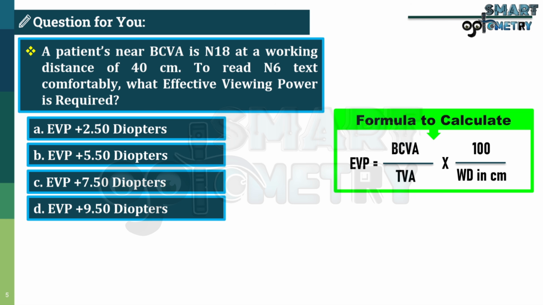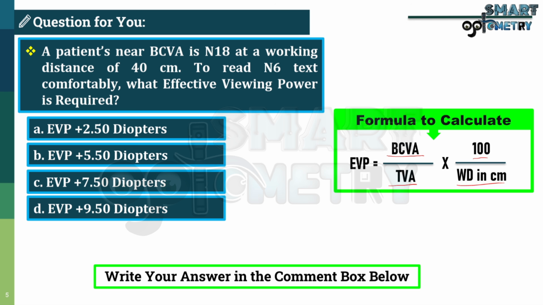Apply the effective viewing power formula, that is best corrected visual acuity divided by targeted visual acuity multiplied by 100 divided by working distance in centimeter, and write your answer in the comment box.